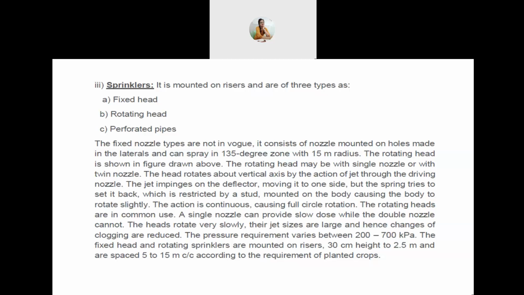The fixed head and rotating sprinklers are mounted on risers 30 cm to 2.5 meters in height and are spaced 5 to 15 meters center to center according to the requirement of the planted crops.